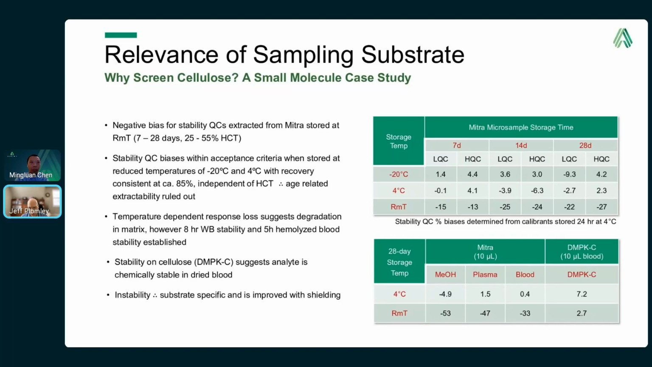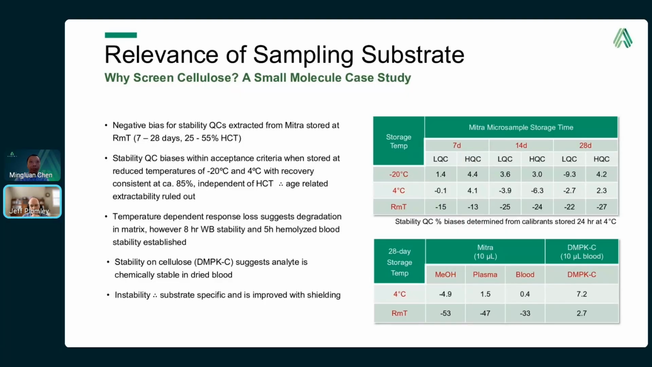And so with the Mitra under optimized impact-assisted extraction conditions, we had an average negative 20% concentration bias for stability QCs that had been stored between 7 and 28 days at room temperature in the presence of desiccant, regardless of the hematocrit level. However, when we reduce the temperature storage, we can meet acceptance criteria, so we can rule out age-related extractability. And I'll just mention that the freshly prepared Mitra calibrants used to determine the stability QC biases were stored at 4 degrees for 24 hours.